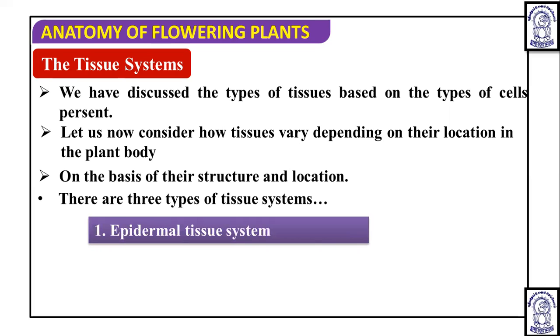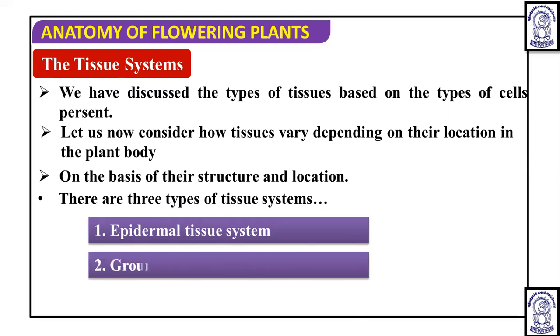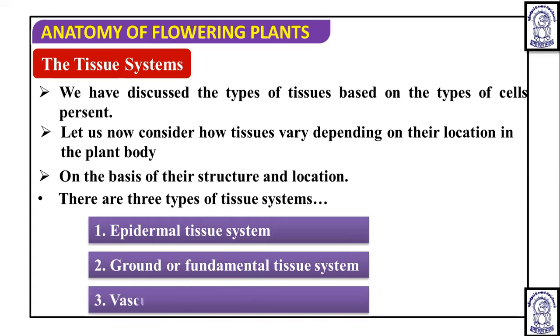In these three types of tissue systems, we are going to discuss the epidermal tissue system, which will include the outermost layer, that is the epidermis, and the structures associated with it. Then we will discuss the second, the ground or fundamental tissue system, and then the vascular or conducting tissue system. So these three we are going to discuss in detail one by one. I hope you understood what these tissue systems are, where the location and the structure we are going to discuss.